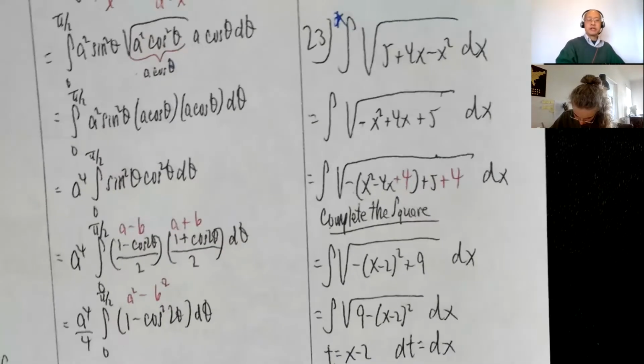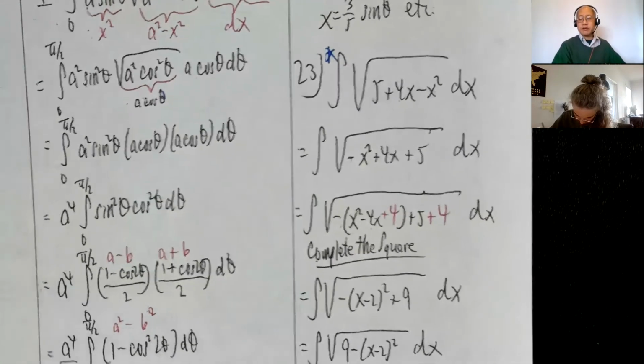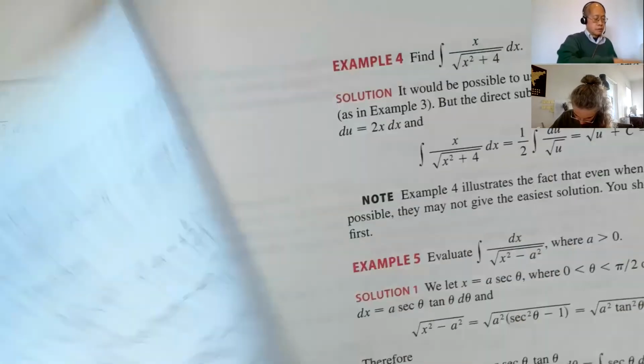Okay, that was 23 star. Your actual 23 is easier. I'll give you the heads up on that one.